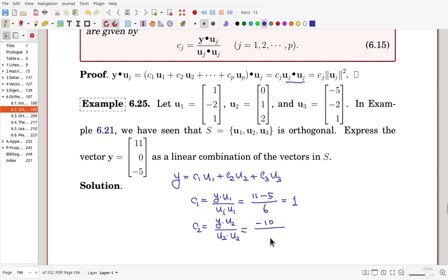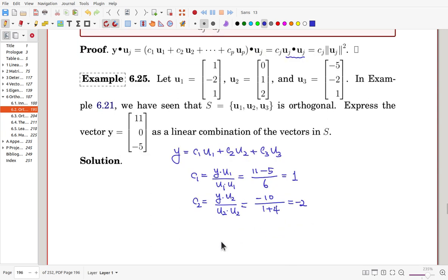Okay, now U2, that is 1 plus 4, there's a 5, so that there's a minus 2. Okay, now the last coefficient, C3, that is y dot U3 over U3 dot U3. Okay, y is here, U3 is here. Now for the first one, from first components, we have minus 55. From second components is 0. And from the last ones, we have minus 5.